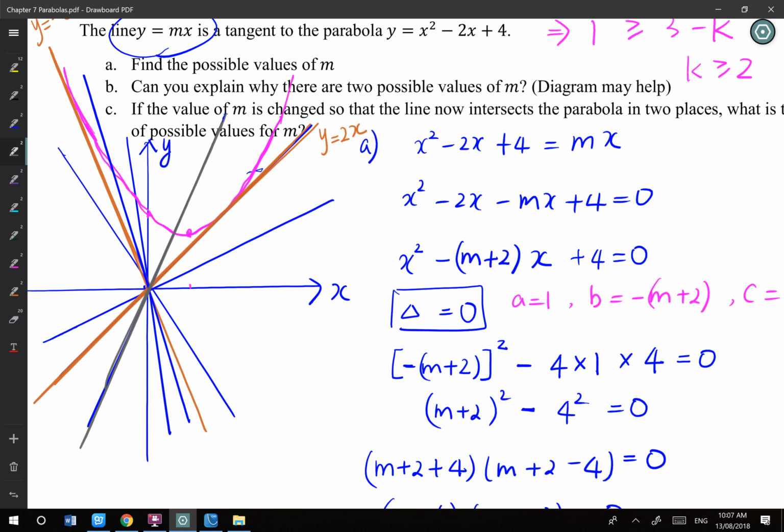So if I rotate this way, for this green line, it's still a positive gradient. Does the gradient become really small or really large? Is this one more steep or more flat compared to this one? Steep.